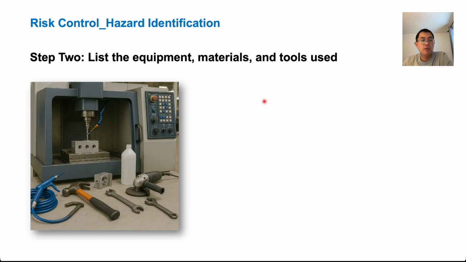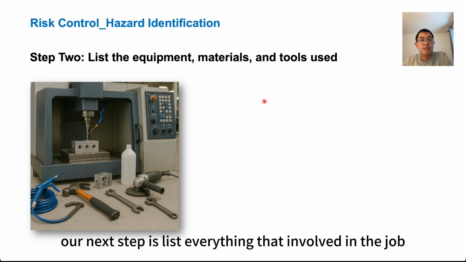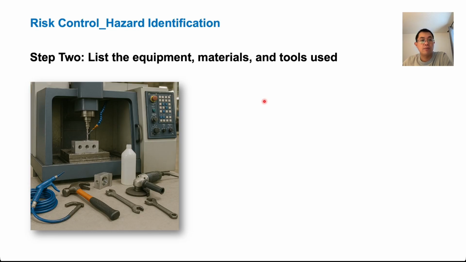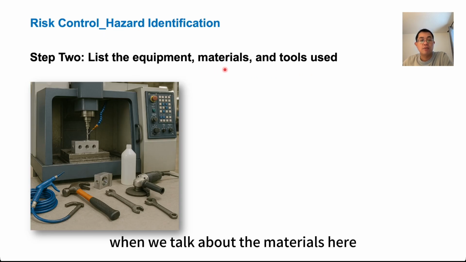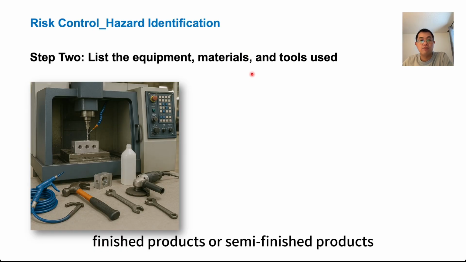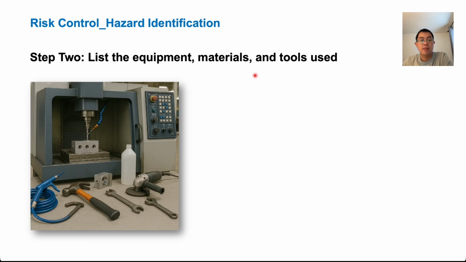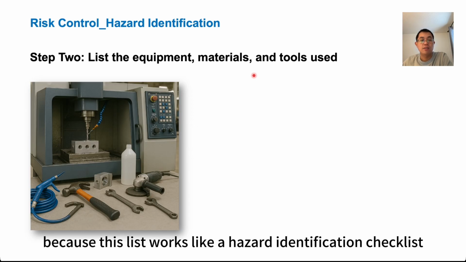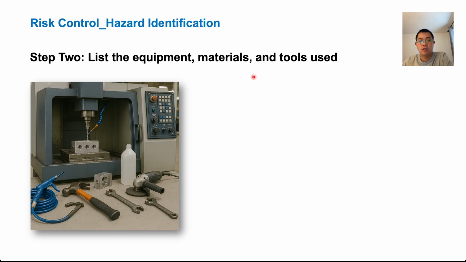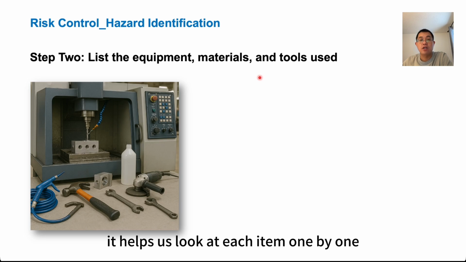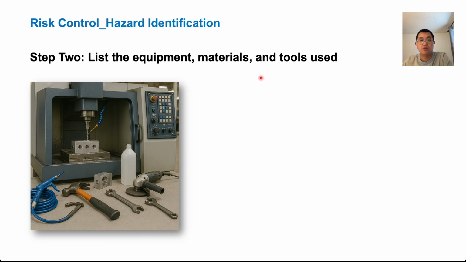Once a job or task is clearly defined, our next step is to list everything that is involved in the job, all the equipment, materials, and tools. When we talk about the materials here, it includes all the raw materials, finished products or semi-finished products, as well as any chemicals used in the task. And why do we do this? Because this list works like a hazard identification checklist. It helps us look at each item one by one so we don't miss any hazards.